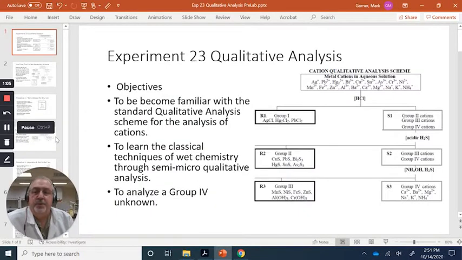So the objectives for today are to become familiar with qualitative analysis for the analysis of what we're going to call group 4 cations. Of the qualitative analysis scheme shown in the beginning of lab 23, we're going to be doing the group 4 cations this week, which is down in the lower right, and next week we'll be doing the group 3 cations, which is on the lower left side. So we're going to be analyzing the group 4 unknowns. Let's take a look at how we're going to do that.